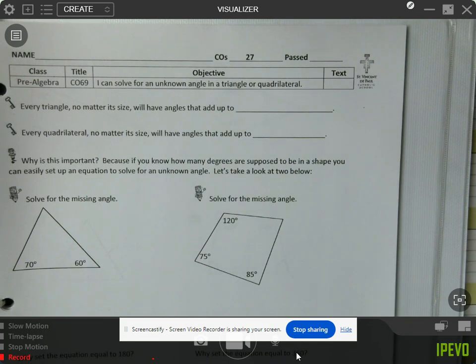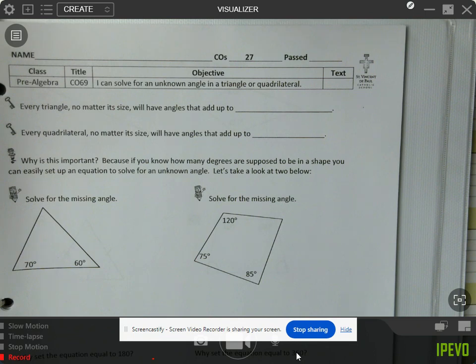Good morning. Today we are doing CO69. I can solve for an unknown angle in a triangle or quadrilateral. So in order to do this, to find that unknown angle, we need to know how many degrees are in each of these shapes. Every triangle, no matter its size, should have angles that add up to what?